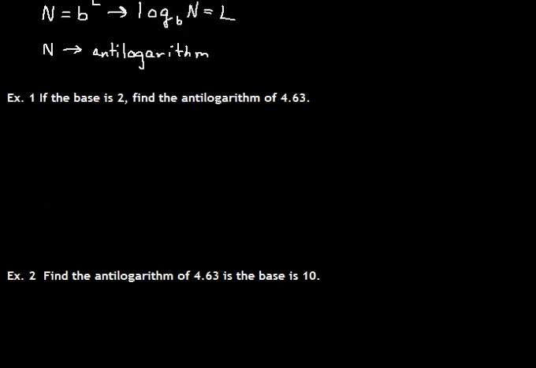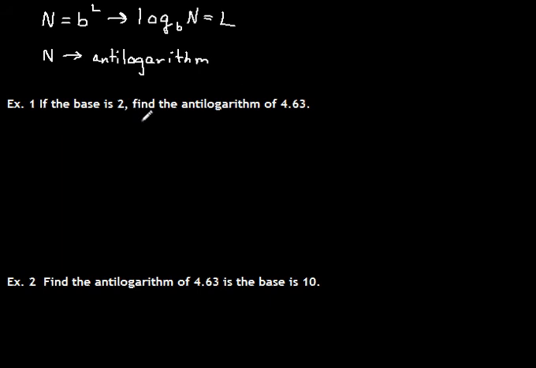If the base is 2, find the anti-logarithm of 4.63. So what they're saying is the base is 2. This is our logarithm, which is our exponent, 4.63. And we are trying to find n. That's our anti-logarithm. So you can easily do this by using your y to the x key on your calculator.